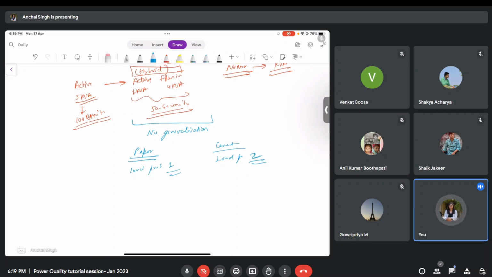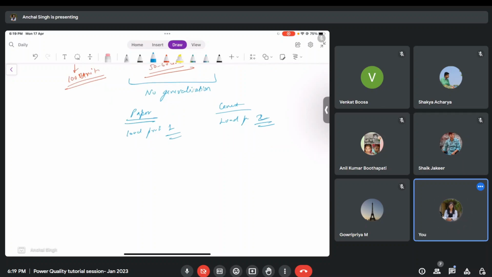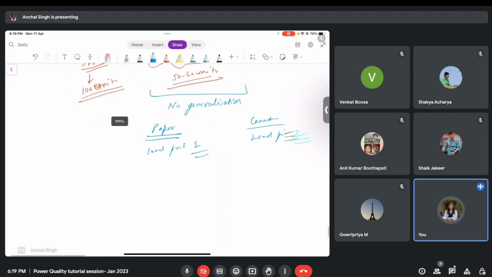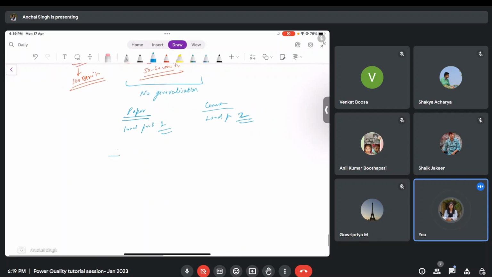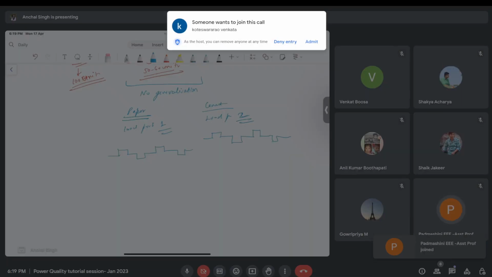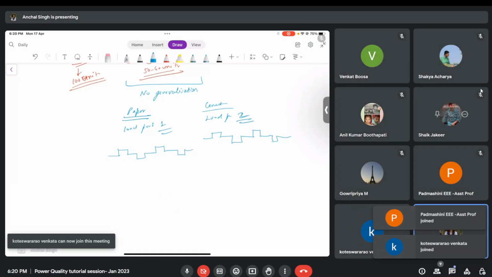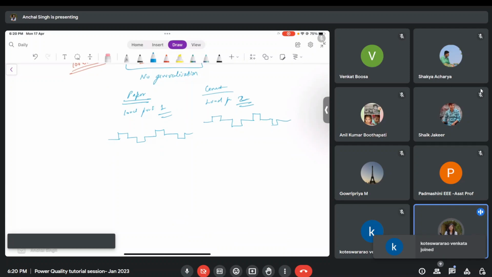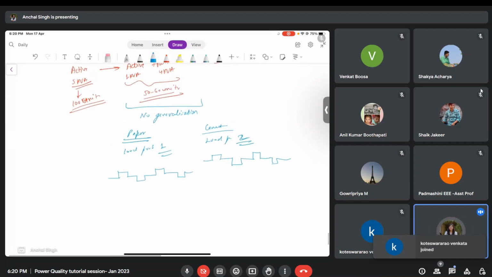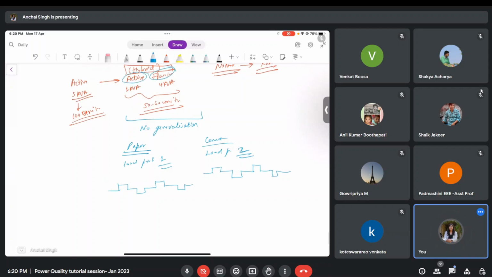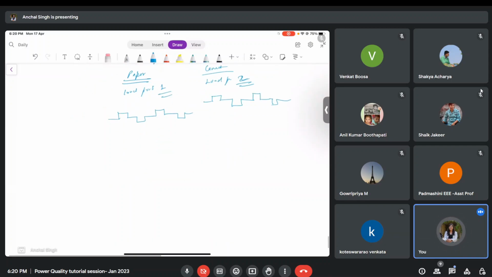Maybe the shape might be the same. Let me simplify by saying that the paper factory is drawing a quasi-square current, and maybe the cement factory is also drawing a quasi-square wave current. That may be possible, but will the current ratings be the same? No, right? And will these act in the same way over time? No. Since the nature of load is not constant, we cannot make any generalizations about how much active and passive to use. But then a question comes: how do you decide that?